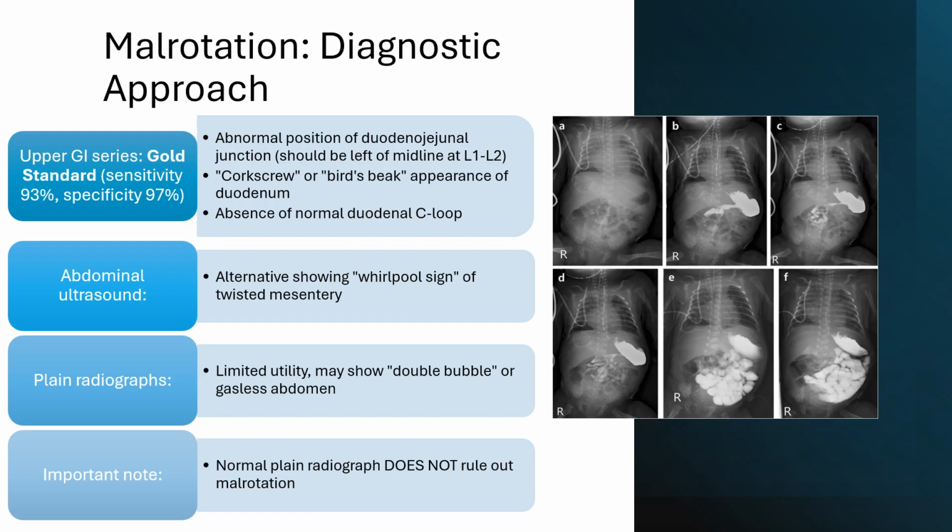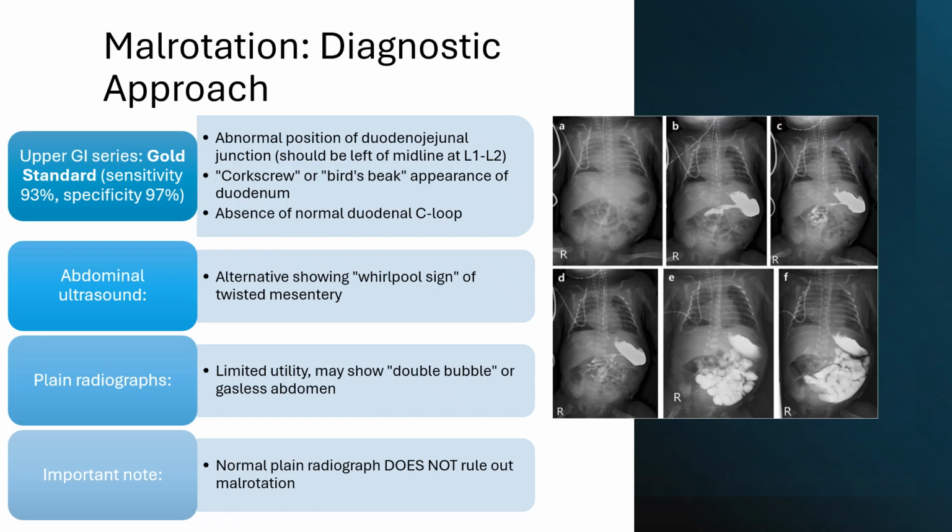The absence of the normal duodenal C-loop provides additional diagnostic information. In normal anatomy, the duodenum curves around the pancreas, creating a characteristic C-shaped configuration. Malrotation disrupts this normal course, and the loss of this landmark supports the diagnosis.